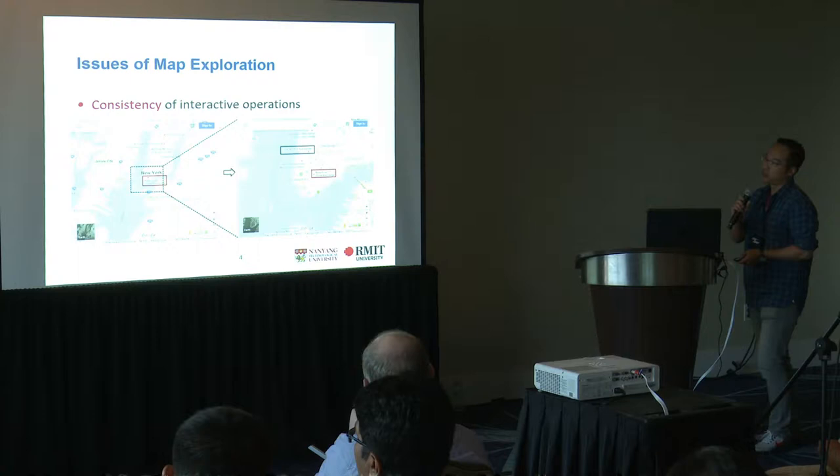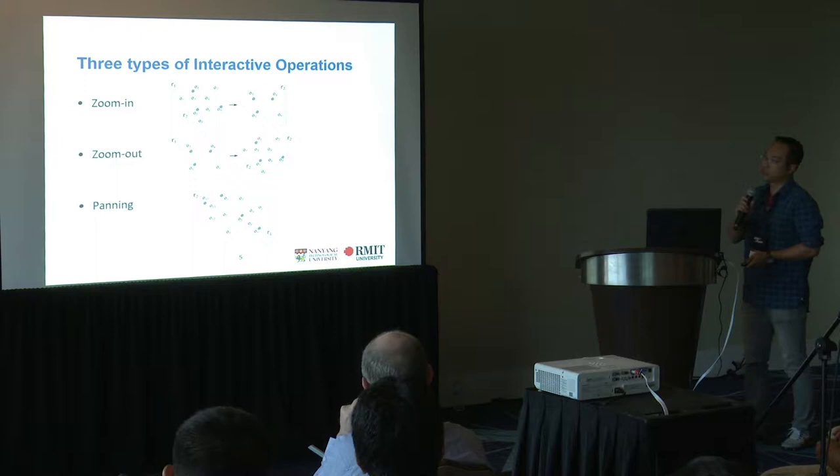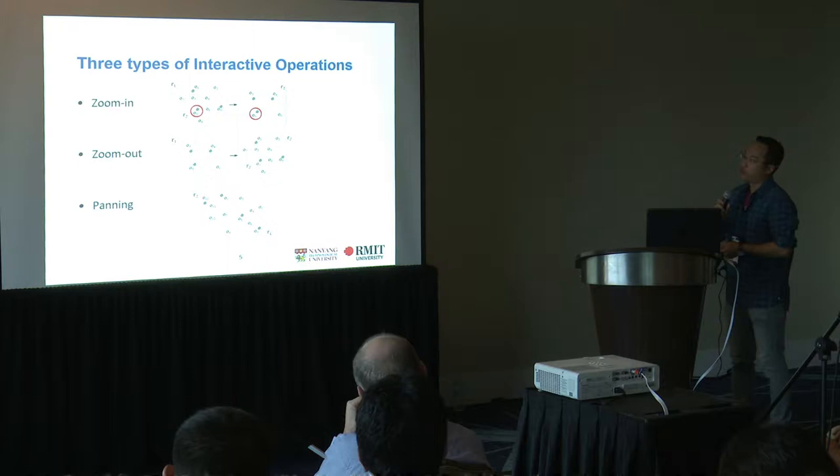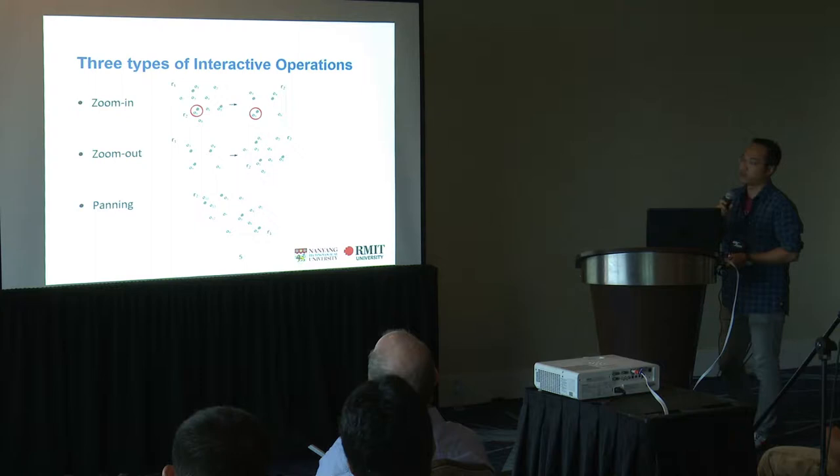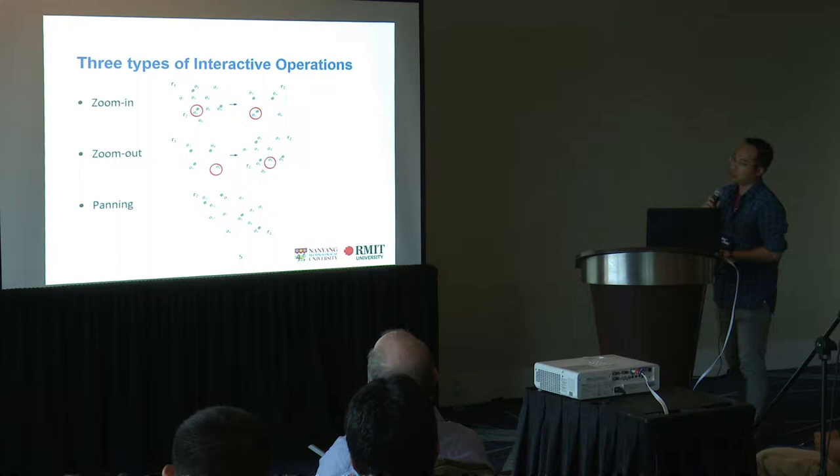So in this work, we consider three types of interactive operations: zoom in, zoom out, and panning. For the zoom in operation, something that is already shown on the map should be visible after zoom in. And for the zoom out, some item that is not visible should also not be visible after zoom out. And similarly for panning, the overlap space should remain consistent.